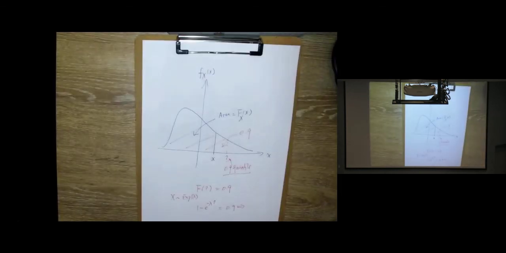Okay, so for the exponential distribution, I want to find this number so that the probability would be 0.9. But we know this, so 0.1 equals e to the power of minus lambda times the question mark. Then you take the logarithm. You are supposed to know lambda in order to solve it.